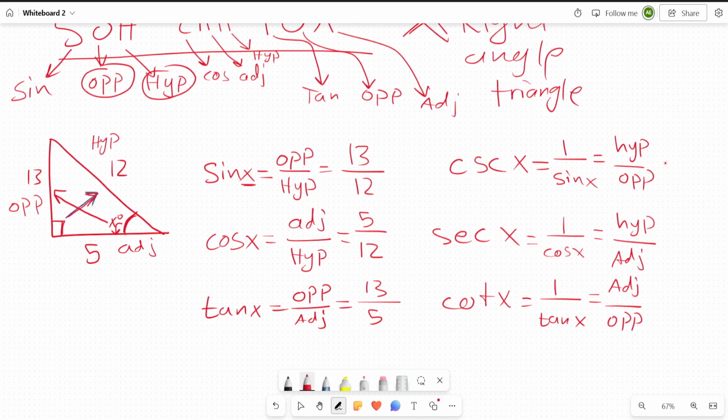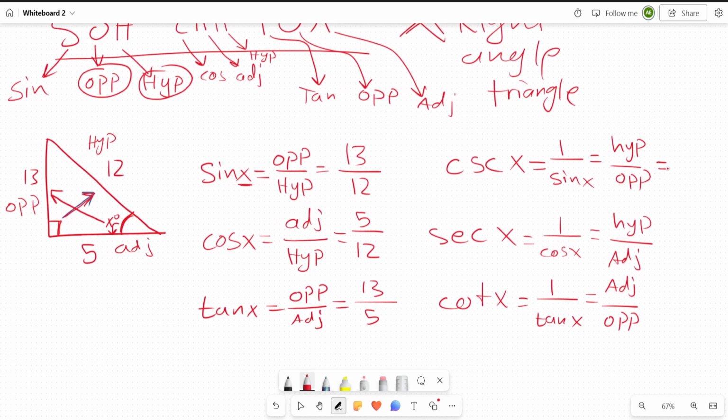And in this case, if we want to work out the exact value, my hypotenuse is 12 over the opposite, which is 13. And here my hypotenuse is 12 over adjacent, which is 5. And here my adjacent is 5 over the opposite, which is 13. And you will find that they are literally the reciprocal of those fractions. So basically these are the 6 trigonometric functions that you will need to know. These are very, very important.